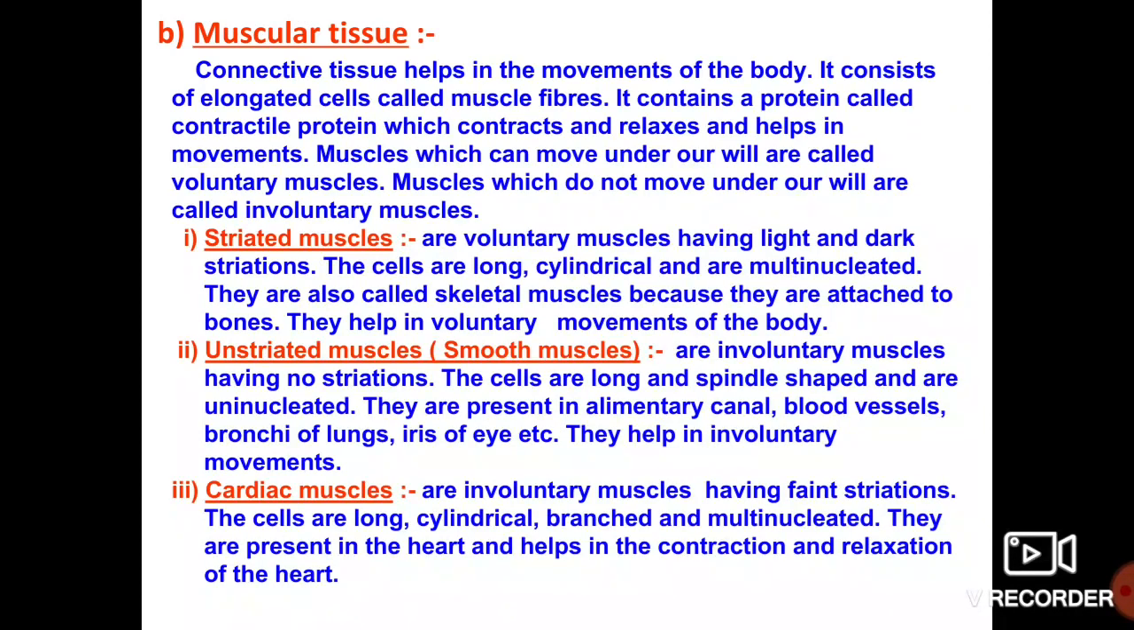Involuntary muscles are those whose movements are not in our control. Voluntary means it is in our control, we can easily control that. Involuntary means we are not able to control it. Such kinds of muscles or tissues we call involuntary muscles. Can you give me an example of involuntary muscles?